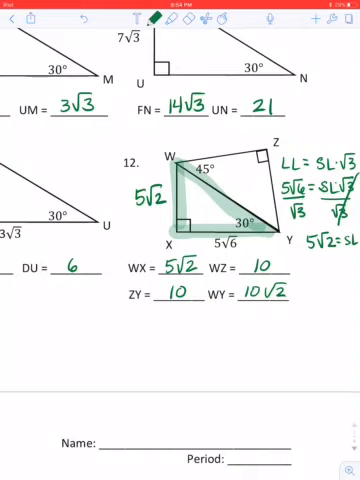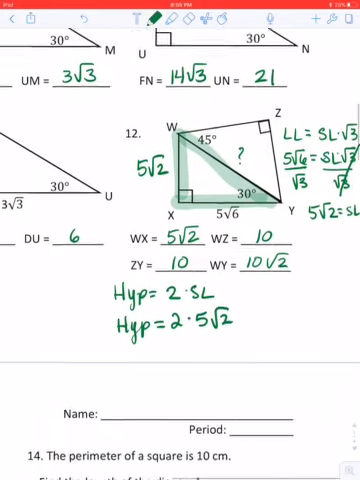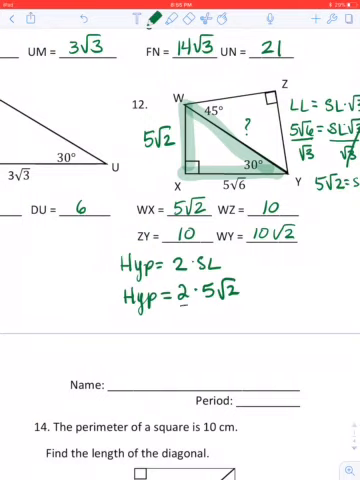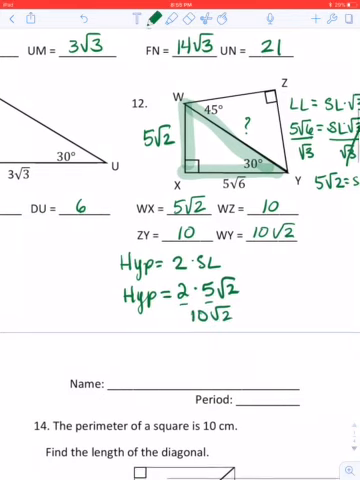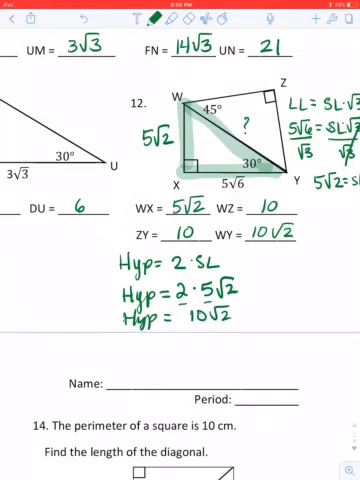Okay? And then the other rule for 30-60-90 triangles that you need to know is that the hypotenuse, let me go down here, is equal to 2 times the short leg. So if I want to get WY, I can just plug in the short leg, because I now know that is 5 square root of 2. So we're doing 2 times 5 square root of 2. Since the 2 and the 5 are both integers, I can multiply them together to get 10 square root of 2, and then that's going to be WY, which is the hypotenuse of your 30-60-90 triangle.